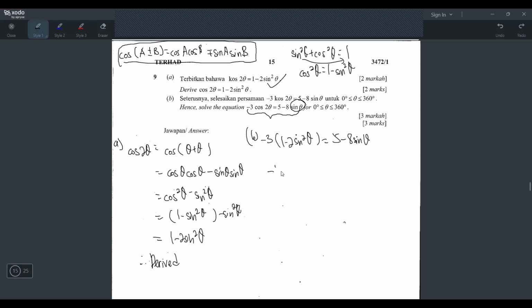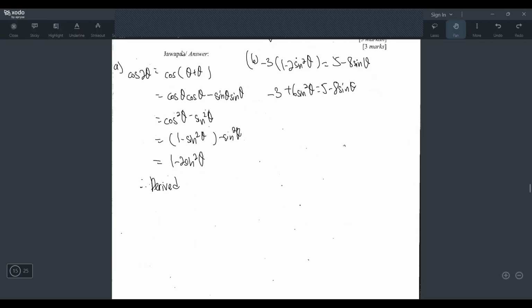Negative 3 times 1 is negative 3. Negative 3 times negative 2 sine square theta is positive 6 sine square theta, equals 5 minus 8 sine theta. Since I'm finding sine, I will try to arrange everything. But since it has a square, this is actually a quadratic.